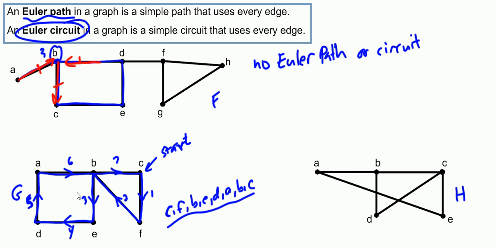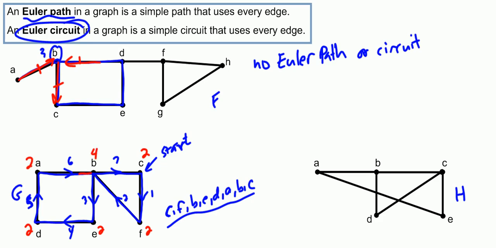But one of the reasons it made sense to even attempt an Euler circuit here is that every way into a vertex had a way out. And let's look at the degrees of these vertices. Vertex C has a degree of 2. Vertex F has a degree of 2, vertex E has a degree of 2, degree 2, degree 2, and B has a degree of 4.